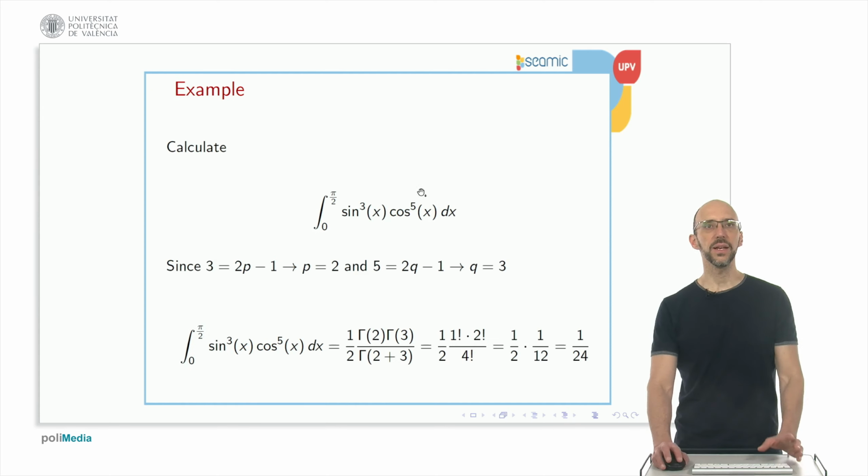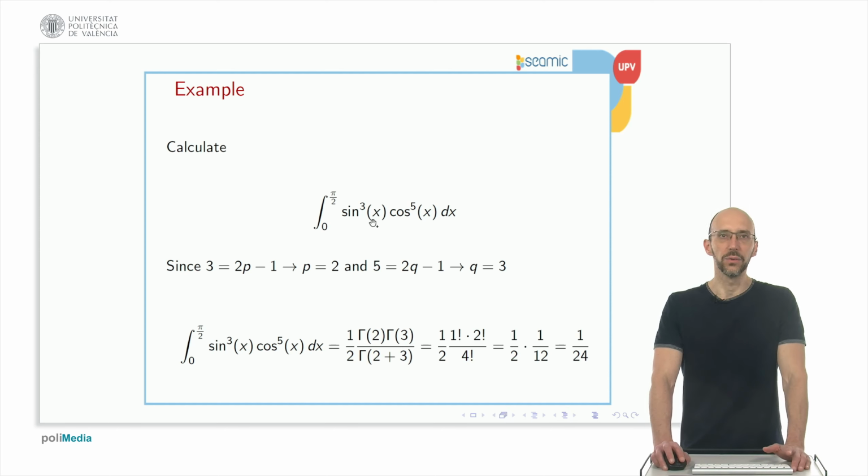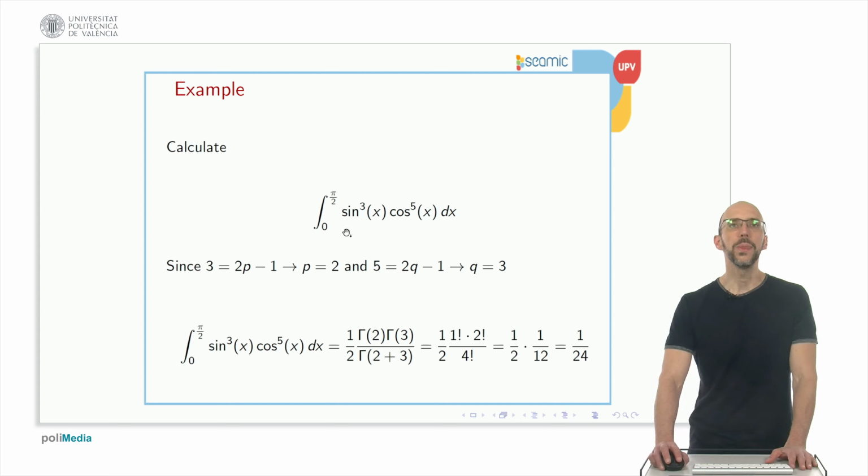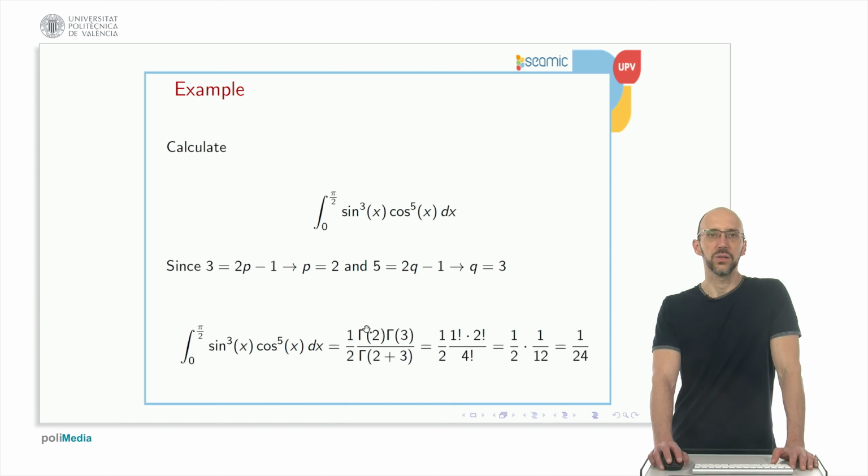So in this case, the only thing that I need to find out is the value for p and q. If 3 is 2p minus 1, then for sure you can solve this easily. P is equal to 2. And if 5 equals 2q minus 1, it's easily seen that q is just 3. So p and q are known. P is 2 and q is 3. So this integral can be written as 1/2 of gamma 2 times gamma 3 divided by gamma of 2 plus 3.